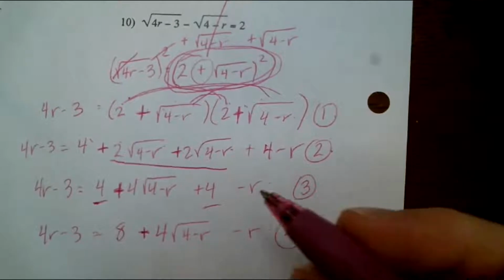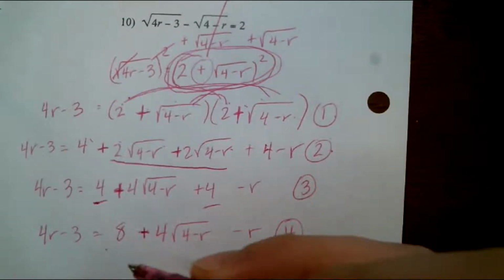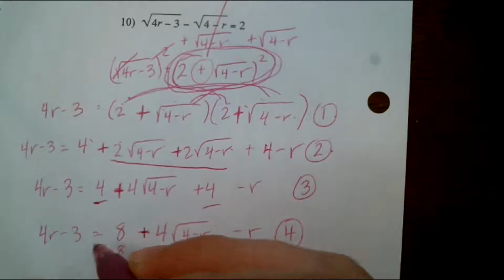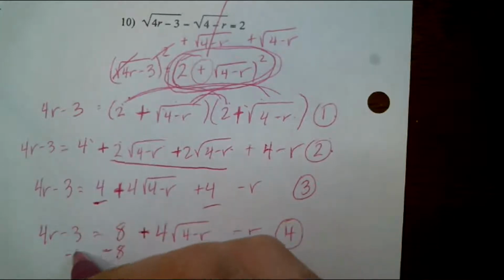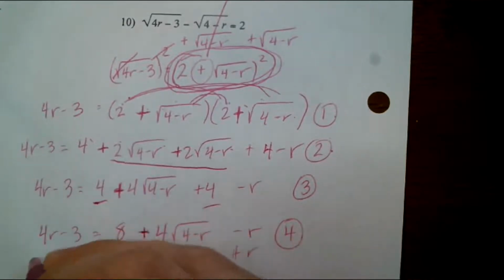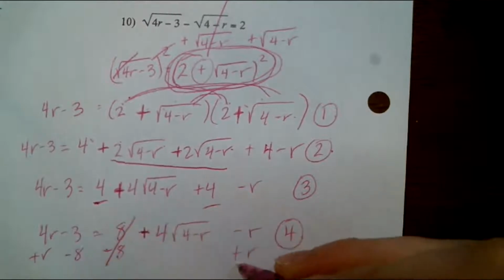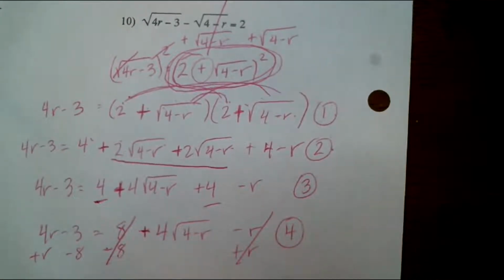So now let's subtract 8 from both sides. And let's add r to both sides. We know they cancel over here. We got 5r minus 11 equals 4 times radical 4 minus r.